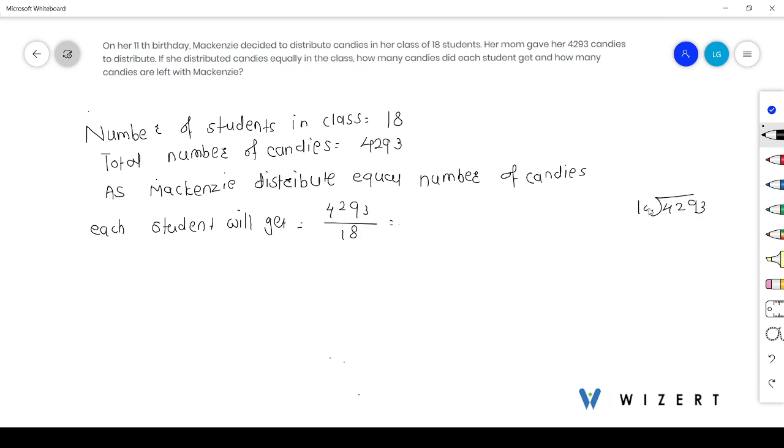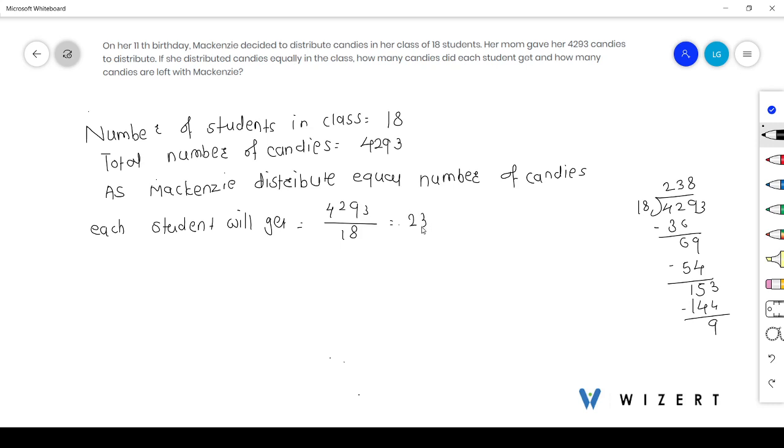4,293 divided by 18. 18 2s are 36. 42 minus 36 is 6. Move this 9 down. Then 18 3s are 54. 69 minus 54 is 15. Move this 3 down. 18 8s are 144. 153 minus 144 is 9.